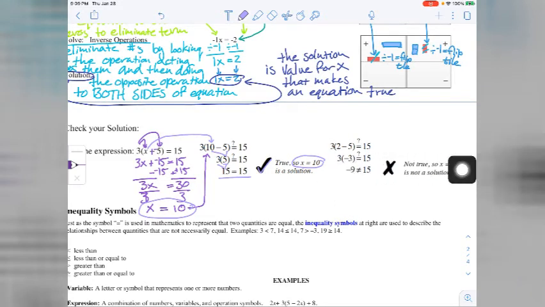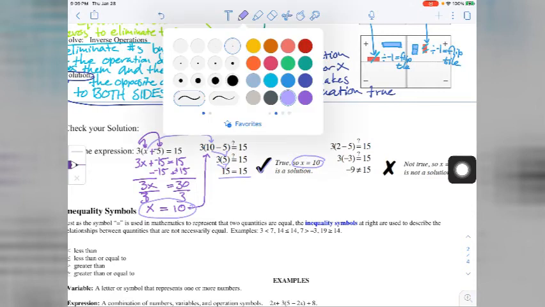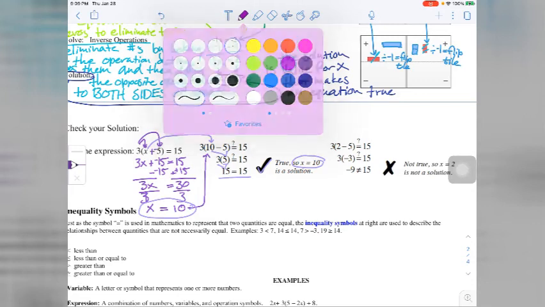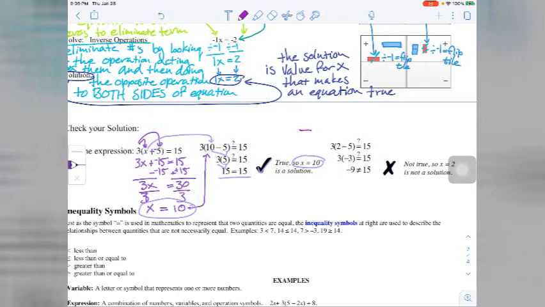Now, if you make a mistake in math, the great thing about this check is, let's say you make a mistake and you come up with x equals 2. So then if you do 2, you plug in the 2 for the x, and you do 2 minus 5, and that equals negative 3. And then you do negative 3 times 3, and you get negative 9.